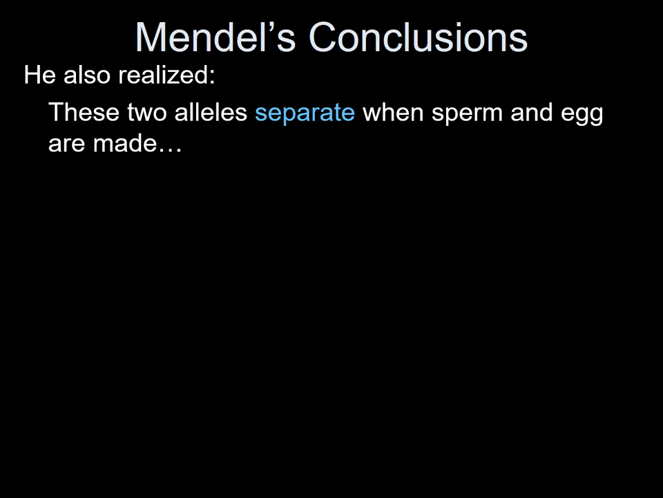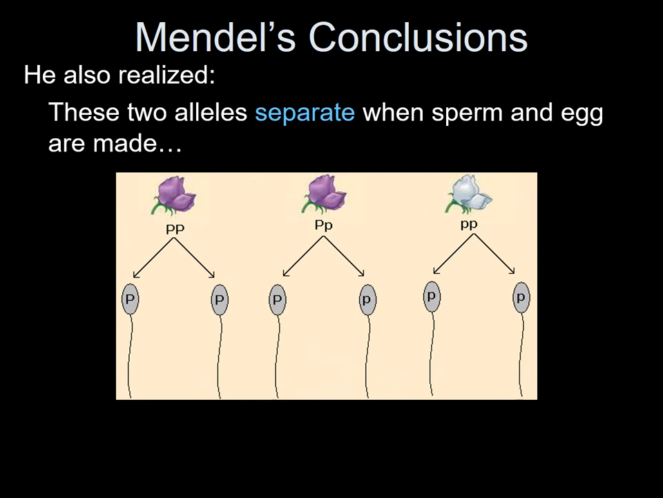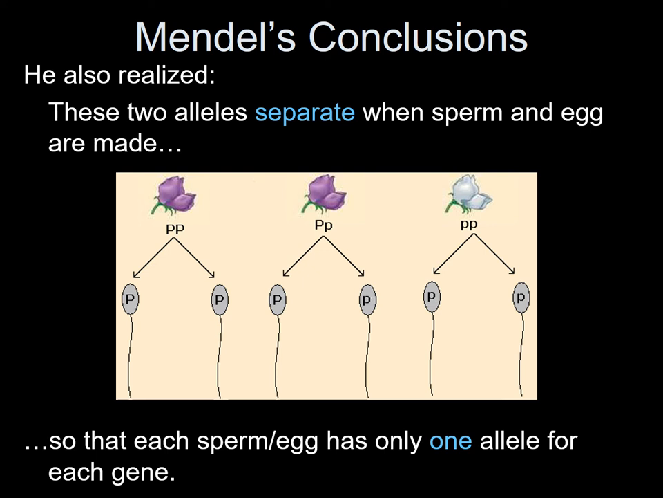Okay, so he realized that the two alleles separate when sperm and egg are made, right? So let's say the father is homozygous dominant. When the father's cells go through meiosis, during anaphase, when they separate, they're going to end up in different sperm. And the same thing if you're heterozygous, and the same thing if you're homozygous recessive. The point is that the alleles separate, so that each sperm or egg has only one allele for each gene.